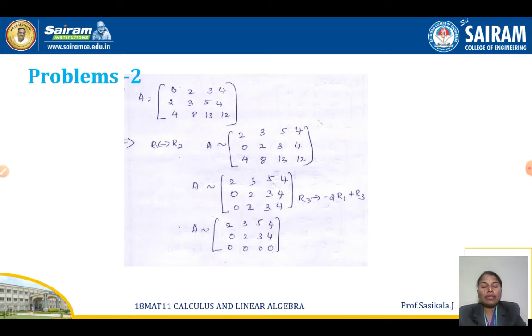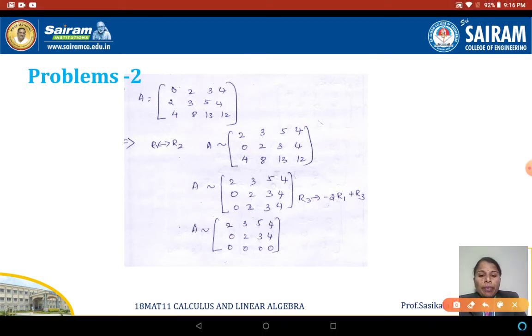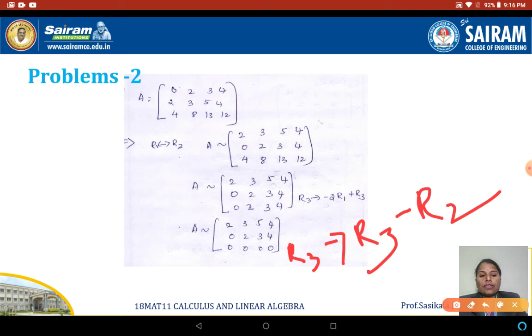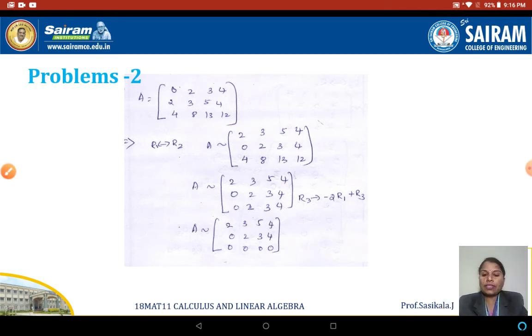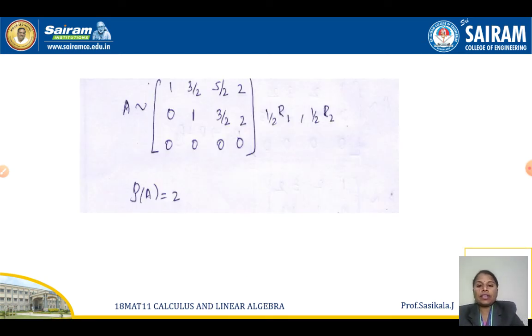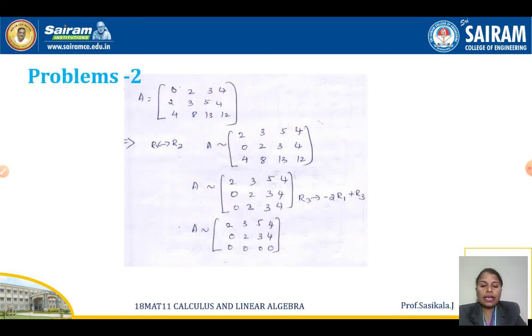After multiplying and simplifying, now you can see that the second row and third row are both similar. So what operation is needed here? R3 implies R3 minus R2. That's all. You can subtract and get 2 minus 2 will be 0, 3 minus 3 and 4 minus 4 will be 0. So we have reached your echelon form, isn't it? Now you can write the terms 0, 0, 0. So you can see here, as per the echelon form, the first rule is satisfied.